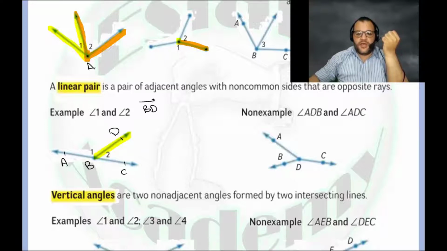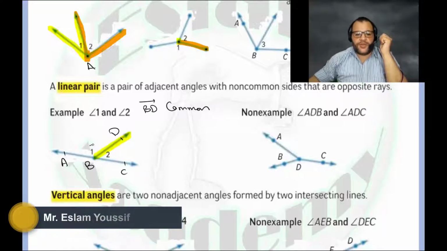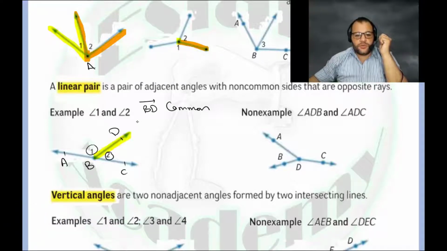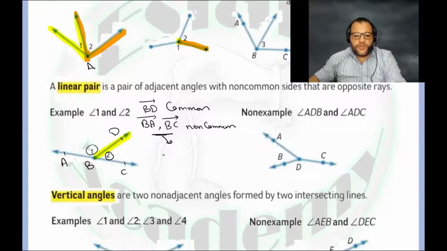BD is a common side now, right? Yes, BD is a common side between angle 1 and angle 2. Can we say that BA or BC are common? No, they are non-common. But they are forming opposite rays.